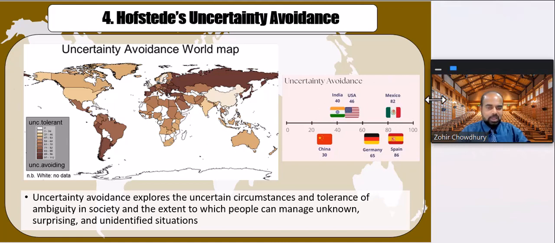Here in this chart, we can see the index is relatively high for Mexico and Spain, where people typically would like to avoid uncertainties, whereas China, India, and the US are a little more to the left, where they're more open to accepting uncertainty. And here you can see the other countries and how they compare with each other.